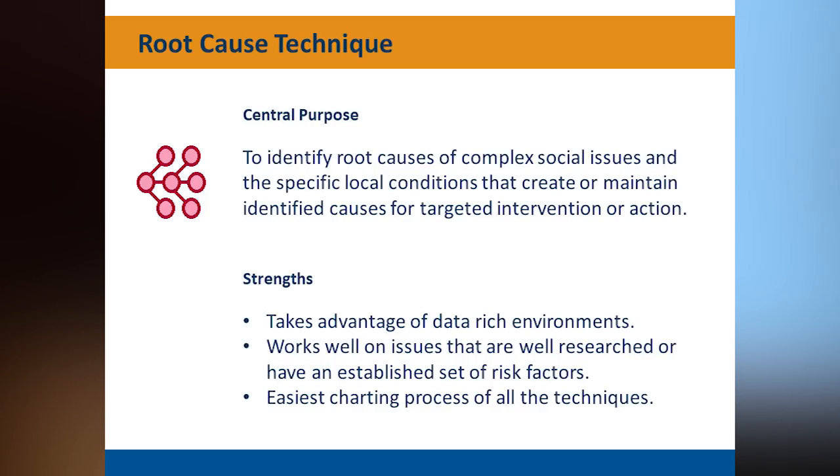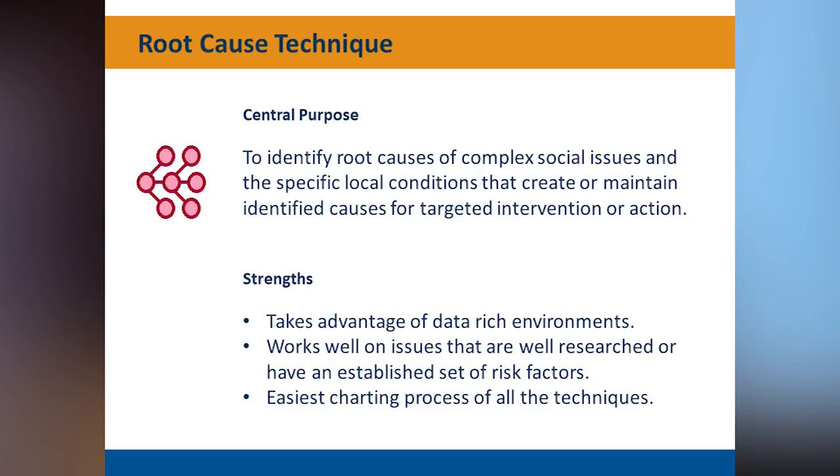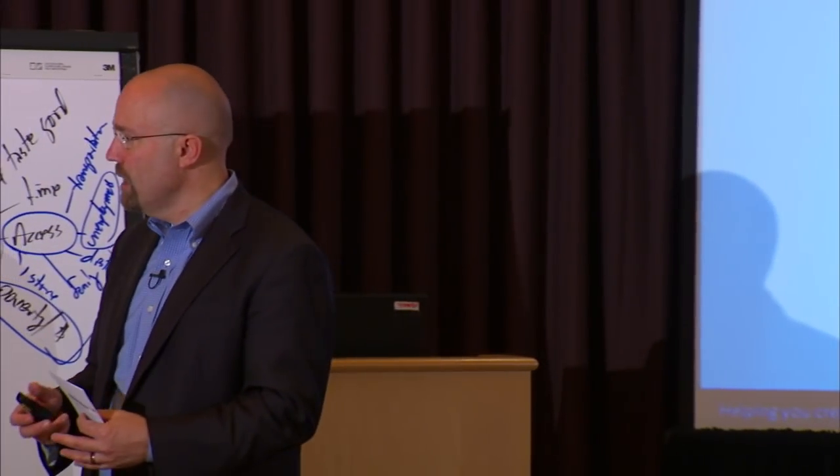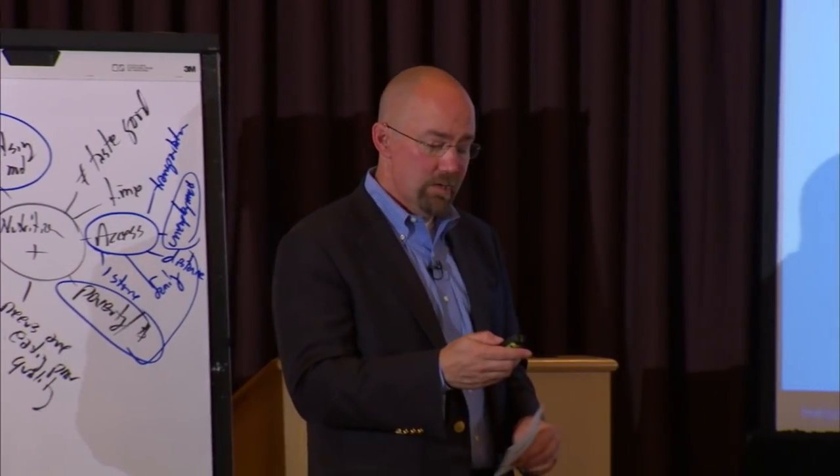Second, it works well on issues that have a lot of research or science behind them already. This is one of the reasons it was selected by the National Coalition Academy as the technique they emphasize, because in substance abuse, we have a strong research base to talk about the why, right? A well-established set of risk factors if we're using that perspective. So it takes advantage of those circumstances. When that's not true, you're in trouble.